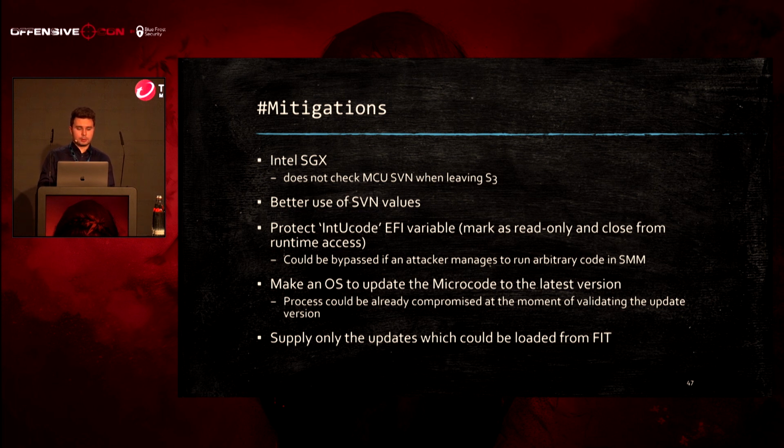Also, another mitigation is to make the operating system update the microcode to the latest version manually after booting, but this process could already be compromised at the moment of validating the update version. So the best thing for vendors, for system manufacturers, is to supply only microcode updates which could be loaded from the firmware interface table, and always supply the most up-to-date binaries.